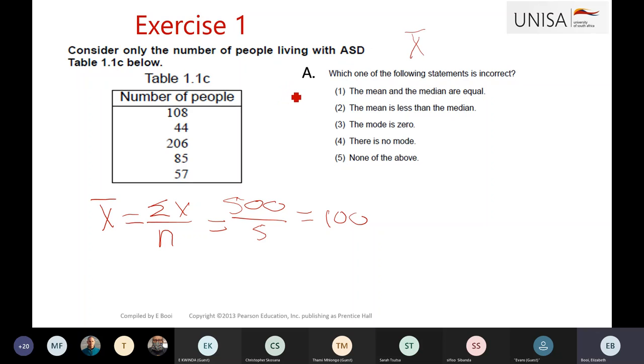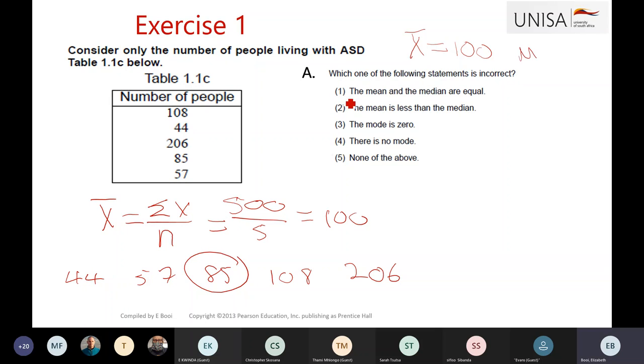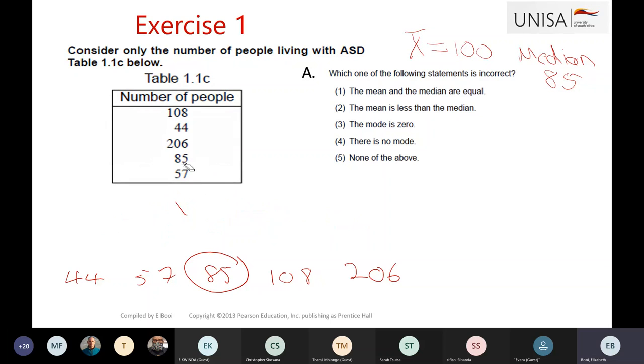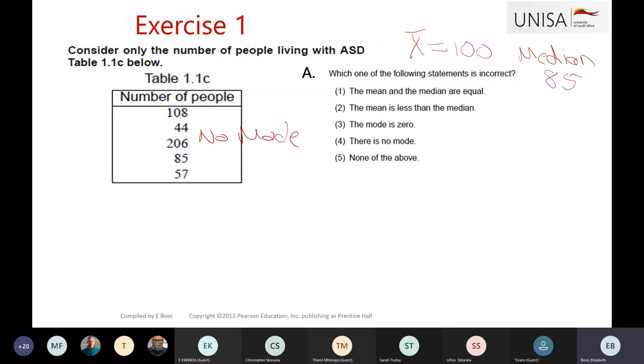So I know that my mean is 100. For my median, I need to sort the data from lowest to highest. I did sort it, so it was 44, 57, 85, 108, and 206. I don't have to use the position, because I can clearly see here that my median is 85. What is my mode? From the data set that we have, if I look at my data set, there is no mode. So the mode is zero because there's no mode. There is nothing.